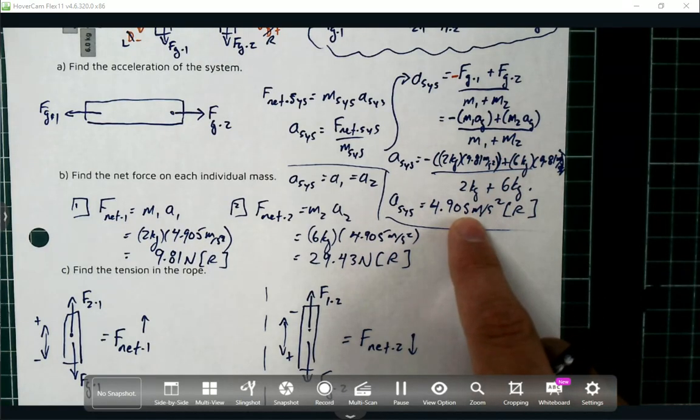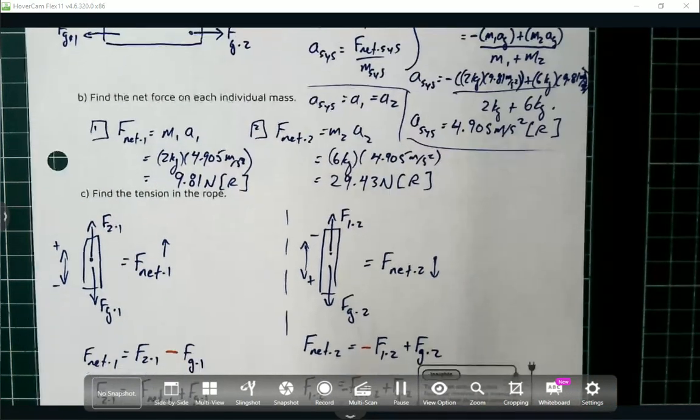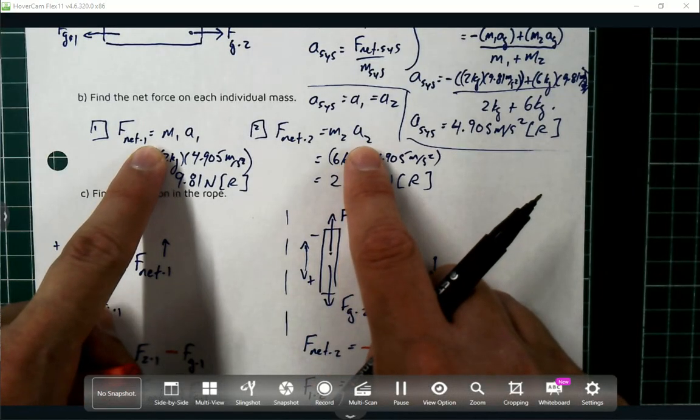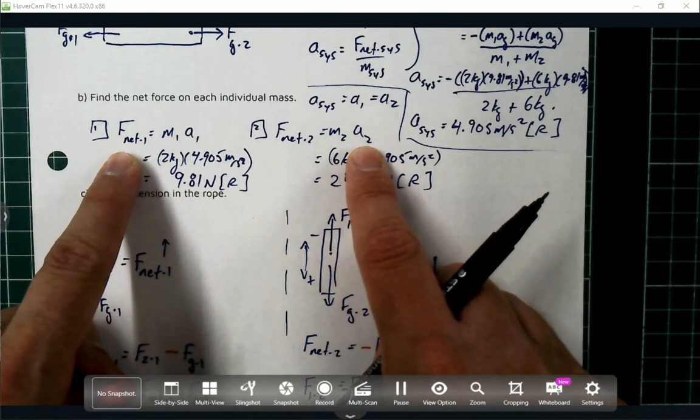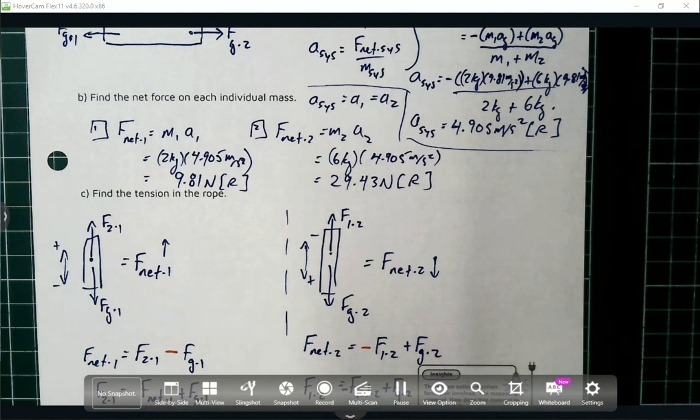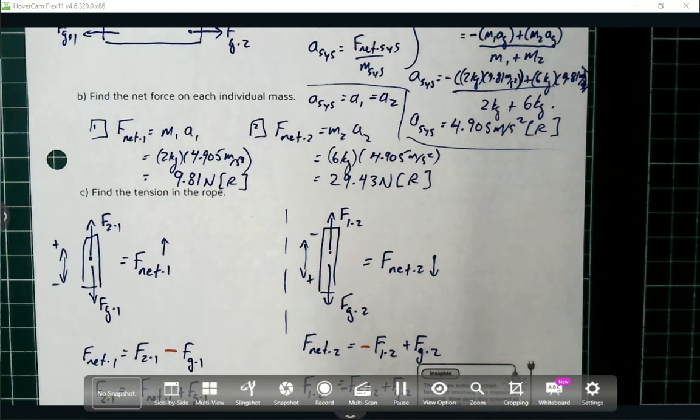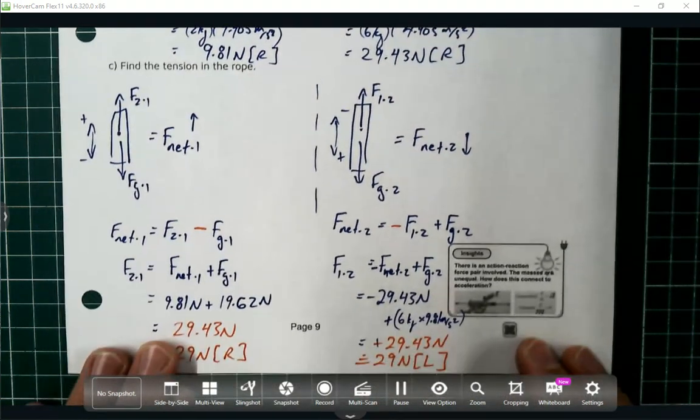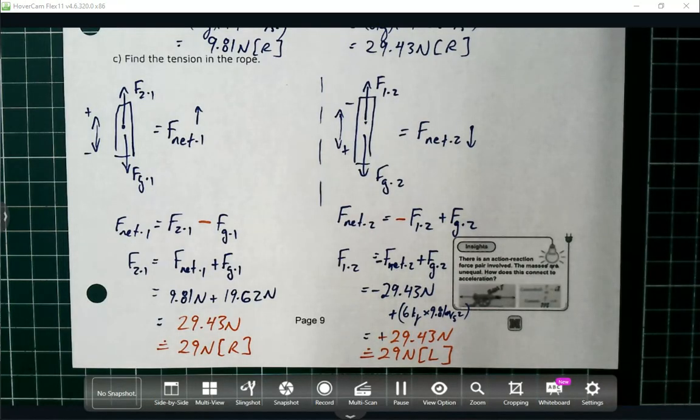Once we know the acceleration of the system, just like we've done previously, we'll take that acceleration of the system to find the net force acting on each individual mass. And then once we know the net force acting on each individual mass, just like Jake was suggesting, we return back to the original free body diagrams, and we can use that info to find the tension between the ropes.